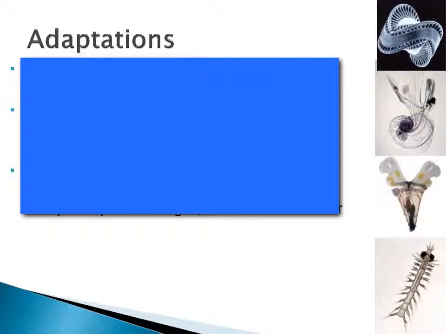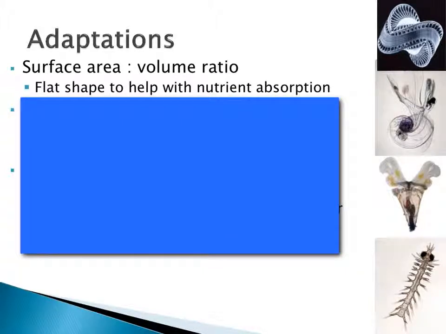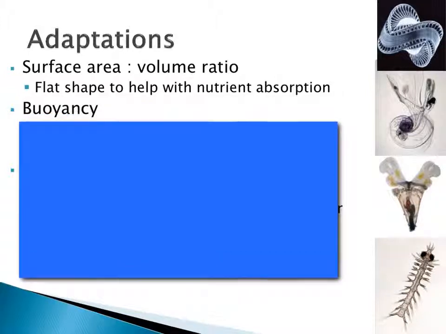And finally, I want to talk about some of the unique adaptations that phytoplankton, or I should say all plankton, have to help them survive. One is their surface area to volume ratio. A lot of them have a flat shape, like this guy over here, and you may recall, maybe not, from Biology 1, surface area to volume ratio. The more surface area you have, the easier it is for your cells to absorb food, so this could be beneficial for them to absorb nutrients.